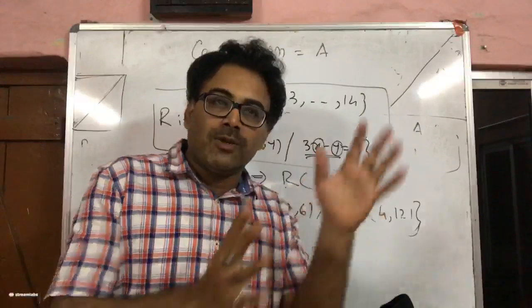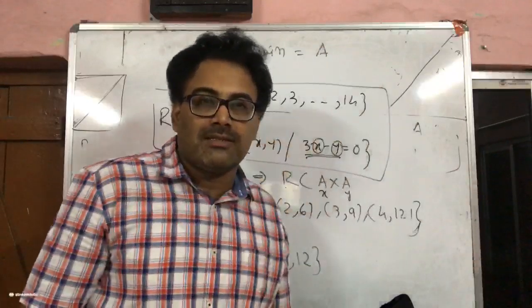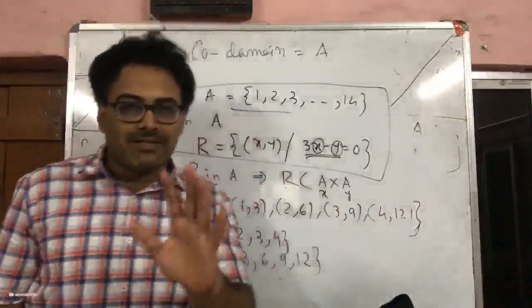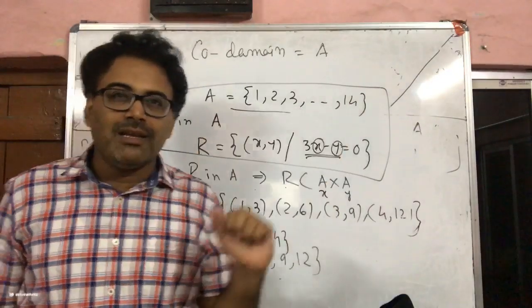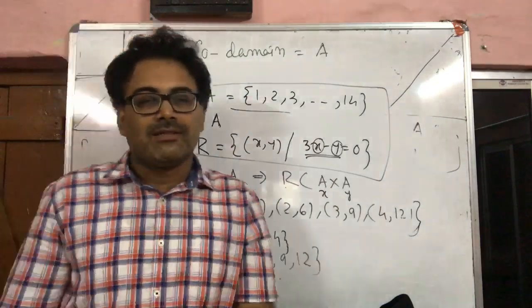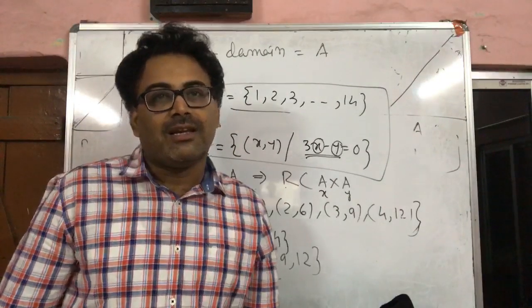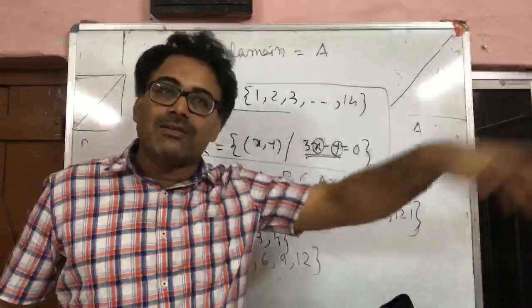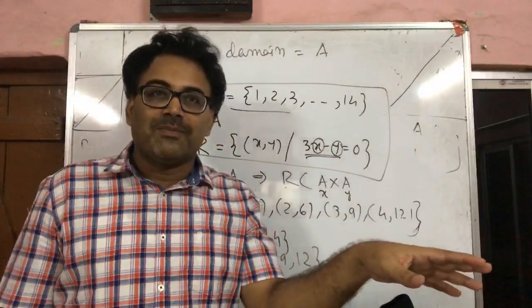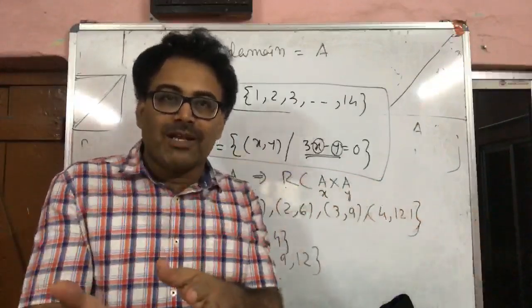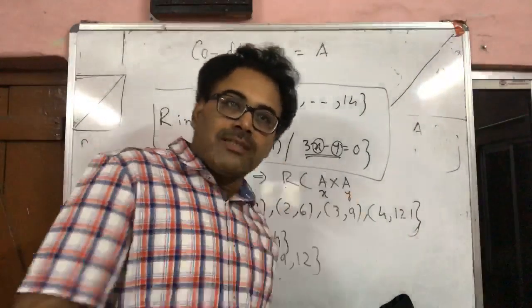Range means, suppose there are 10 students and 20 cakes, a set of students and a set of 20 cakes. Suppose all 10 girls and 20 cakes. So what will happen? Some cakes will be left. All the cakes form the codomain, and the used cakes, the ones they ate, that is called the range. Clear? Range is a subset of codomain.